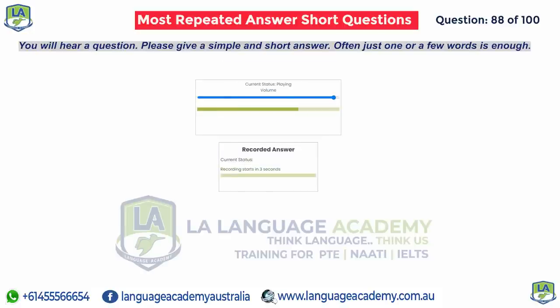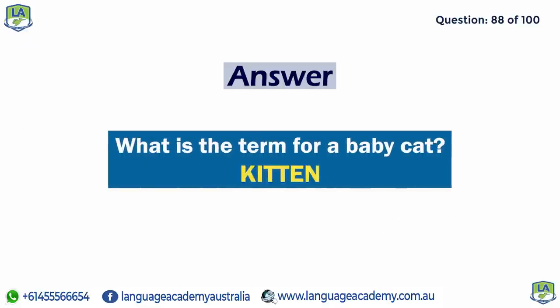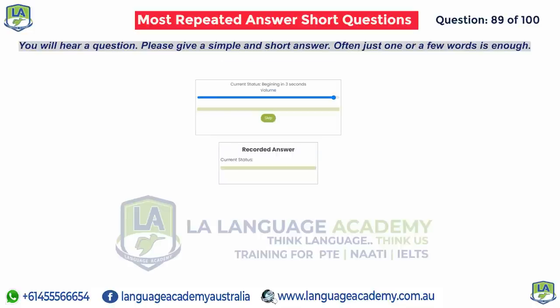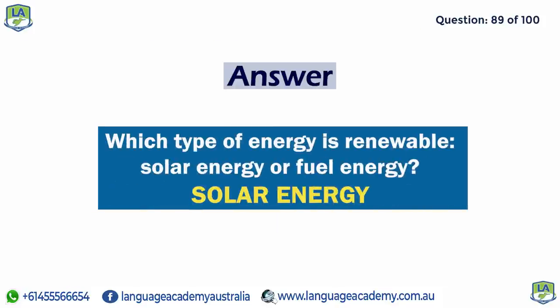What is the term for a baby cat? Kitten. Which type of energy is renewable, solar energy or fuel energy? Solar energy.